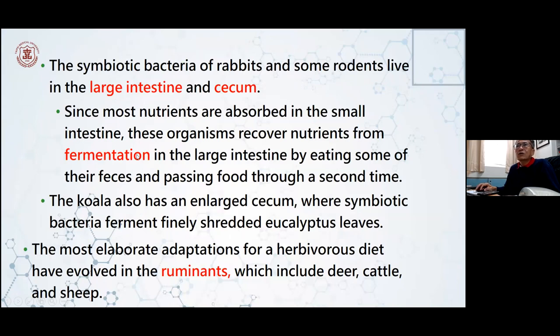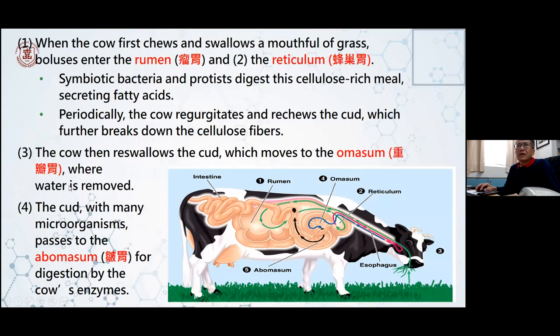So the cow swallows the cud and it moves into the omasum, where the water is removed, and then into the abomasum. The function of the abomasum is digestion by the cow's own enzymes. And then the cellulose can be moved to the small intestine for digestion and absorption. So this animal has a four-chambered stomach, and evolution created this special way for cellulose digestion, so the animal can get enough energy and enough nutrients.